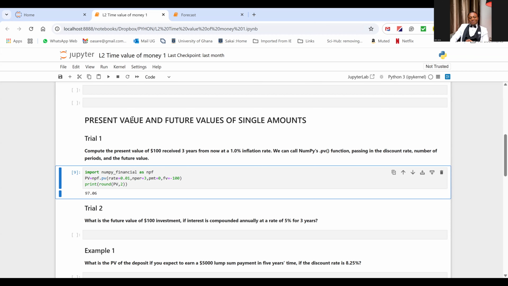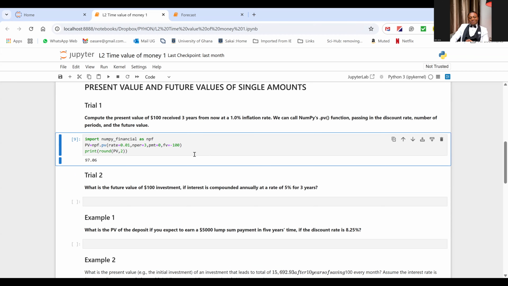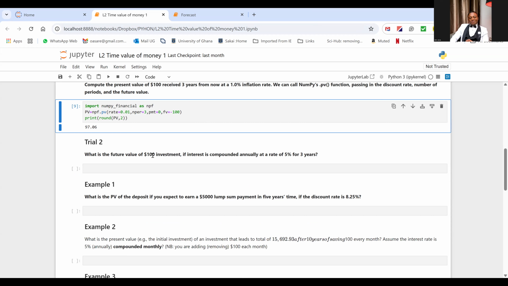All right, let's go to trial number 2. What is the future value of a 100 investment if interest is compounded annually at a rate of 5% for 3 years? Guys, I want you to calculate this within 2 minutes. Whoever is able to do that, you let me know. Calculate that using your Python and let me know.